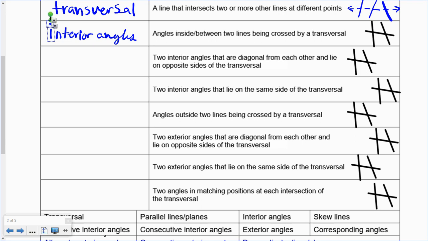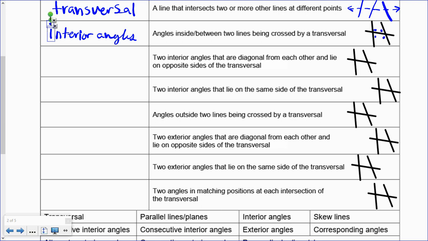Once you have this diagram marked, we're going to mark all of the interior angles with a dot. So this one, this one, this one, and this one. Those are all the angles that are inside or in between. All you should be highlighting are the interior angles, which are just these 4.